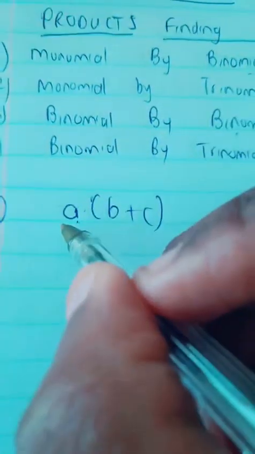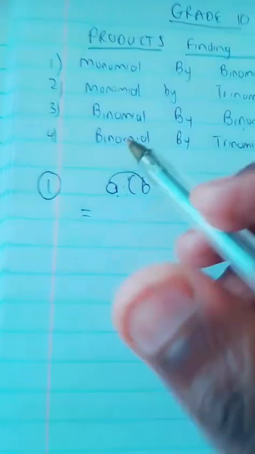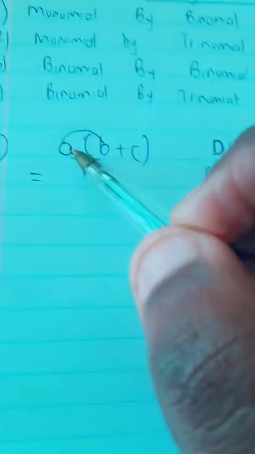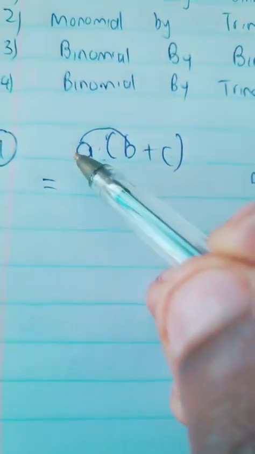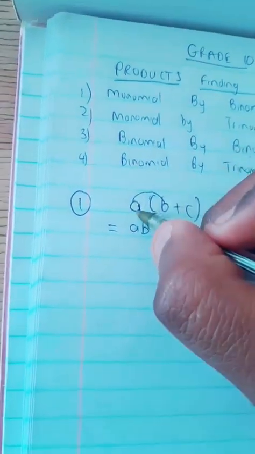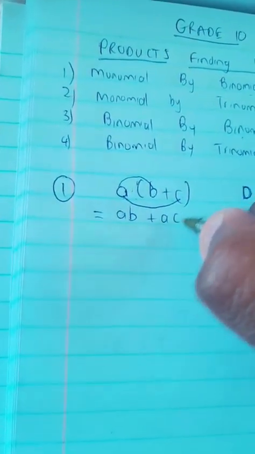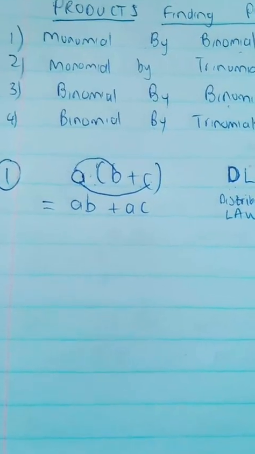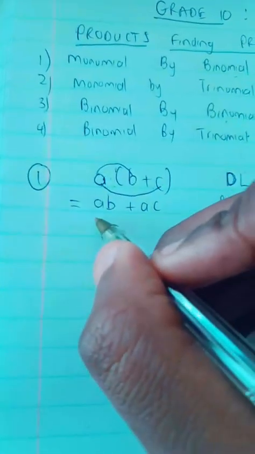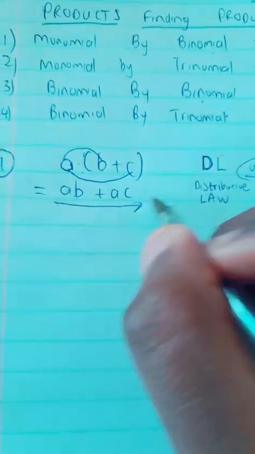Right. So just generally, with a monomial by a binomial, we distribute the a to the b and the c. The variables are not the same. What's a times b? ab. What's a times positive c? ac. So basically, we would have an answer of ab plus ac.